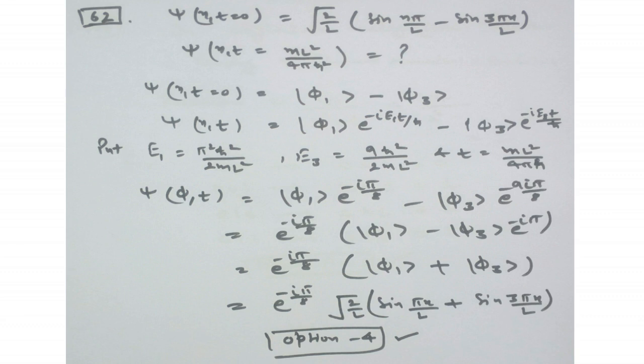And the time at which we have to find the wave function is m L square upon 4 pi h cut. Now just put these values and we will get exponential minus i pi upon 8, bracket first eigenstate minus third eigenstate into exponential minus i pi, and it can be written as exponential minus i pi upon 8, first eigenstate plus third eigenstate. Now here put the value of first and third eigenstate and we will get exponential minus i pi upon 8, under root 2 upon L, sin pi x upon L plus sin 3 pi x upon L. So that is the right answer, which is option 4.